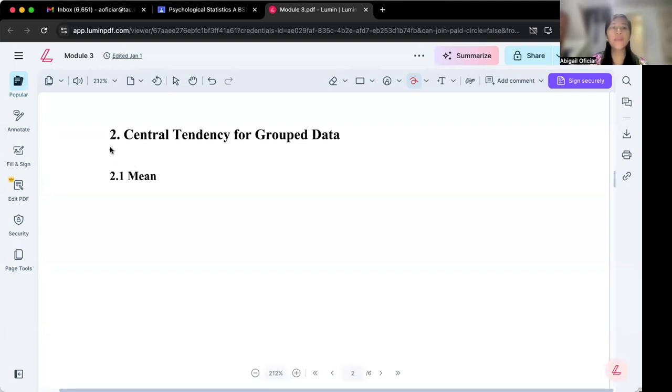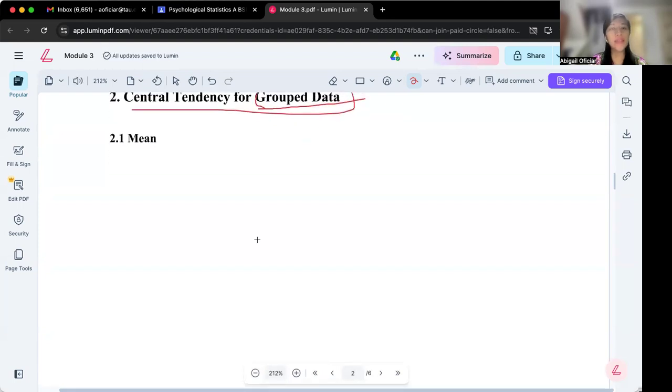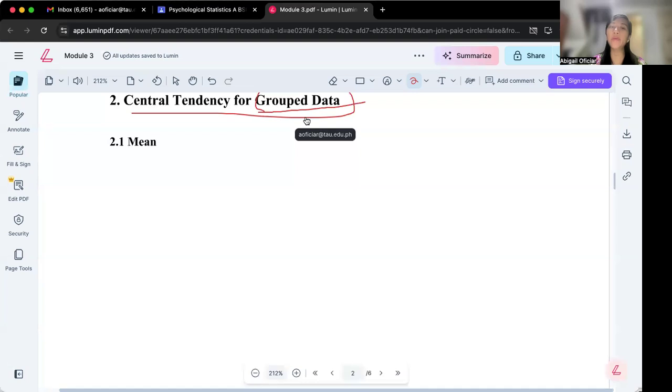Now, the next topic under module 3 is the central tendency for the group data. So I will again discuss mean, median, mode, but this time, let's see how to solve for the mean, median, mode using group data. Last meeting, I already explained what we mean by group and ungroup. This time, let's apply this by computing the central tendency, which are the mean, median, and the mode. So let's start with the mean.